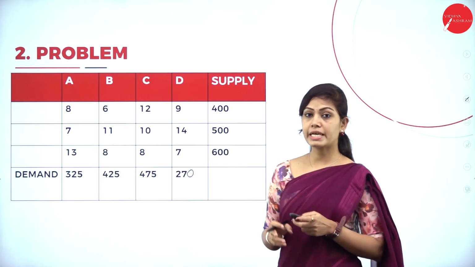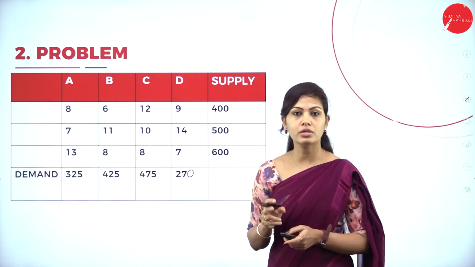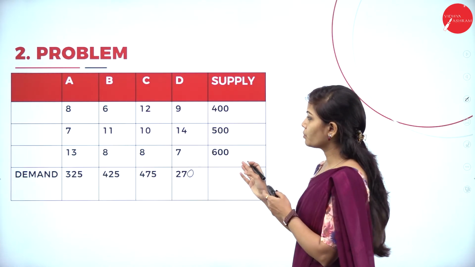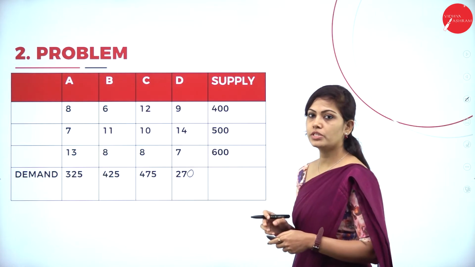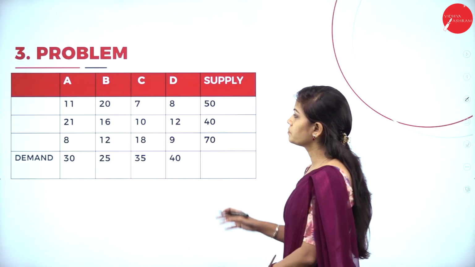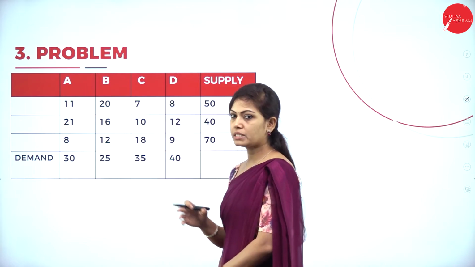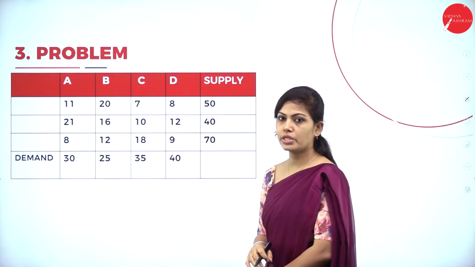So first make it balanced by adding a dummy row or dummy column. This is your assignment question. Please practice this question. And the next problem is a very big problem. Please try out this problem. It's an assignment question again.